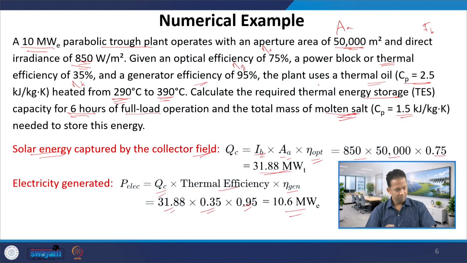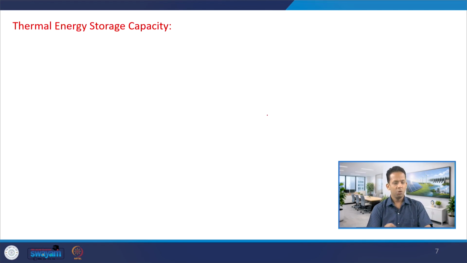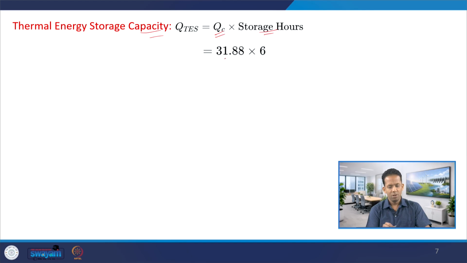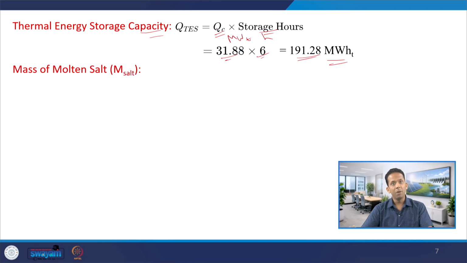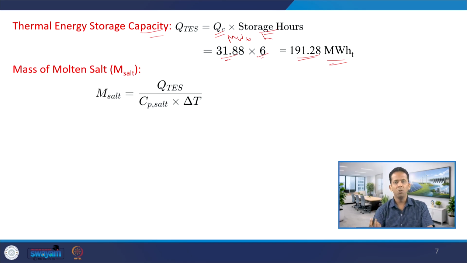Now, the third part we need to calculate is how much thermal energy storage capacity is required if we have to design it for 6 hours, and what would be the mass of molten salt. So thermal energy storage capacity will depend on the heat captured times the number of hours. So we need it for 6 hours. So 31.8 megawatt thermal into 6 hours is 191 megawatt hour thermal. Okay, because this was in megawatt and this is in hours. So that is the energy storage capacity that we need. Now, for the mass of molten salt, you can calculate by Q equal to m Cp dT.